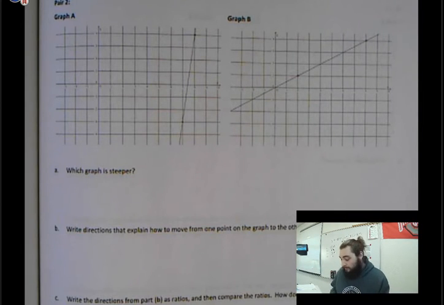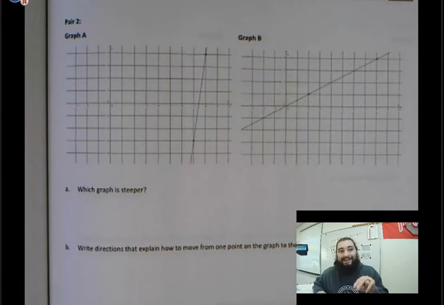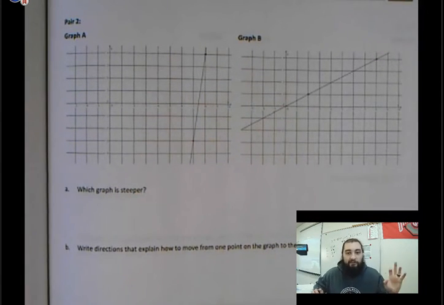So let's move quickly. We're on page 157, looking at pair number 2. Again, doing the same thing as we did in the last video and the video before. We're looking at two different lines that have been placed on a coordinate plane, and what we're looking to do is determine which one is steeper and then find the slope of both of them. So let's start with graph A.